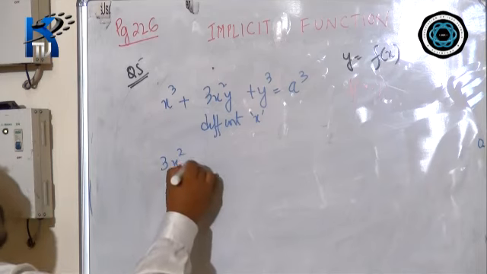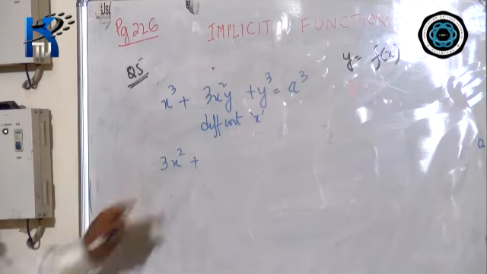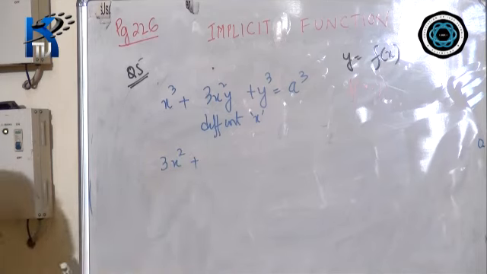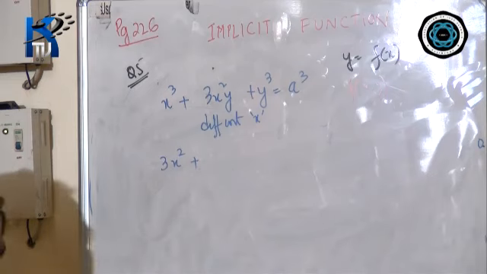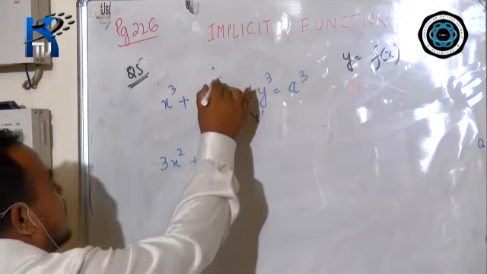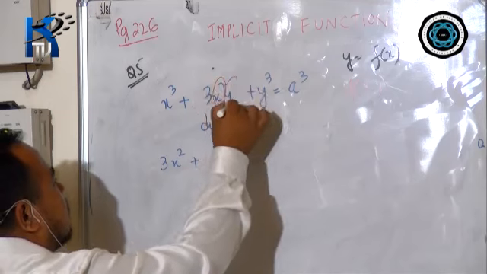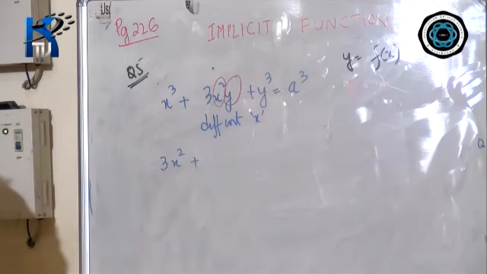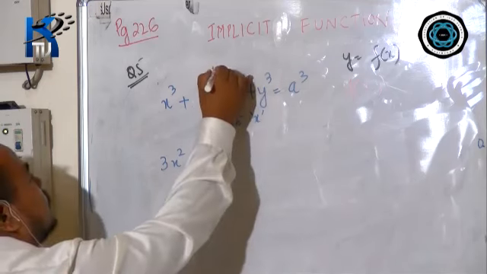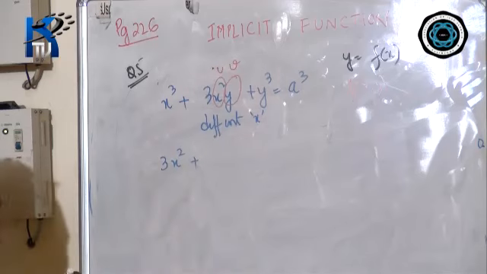3x, 3 minus 1 is 2. This is the formula. Now look at this. There's a slight problem with the second term, because you can clearly see there are two terms and there's a multiplication sign between them. So you are going to use product rule here, u into v. So please tell me what is product rule.